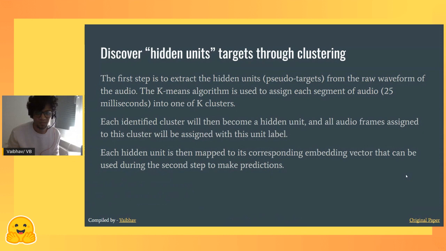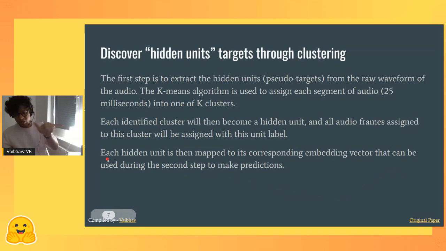Let's go one step further into discovering these hidden units. This is essentially what was happening in the picture before. The first step is to extract features from the raw waveform of the audio itself. Then we have the k-means clustering algorithm, which takes each segment and assigns it to one of the k clusters. For each identified cluster, each cluster essentially becomes a hidden unit, and all the audio waveforms within a cluster become part of that hidden unit.